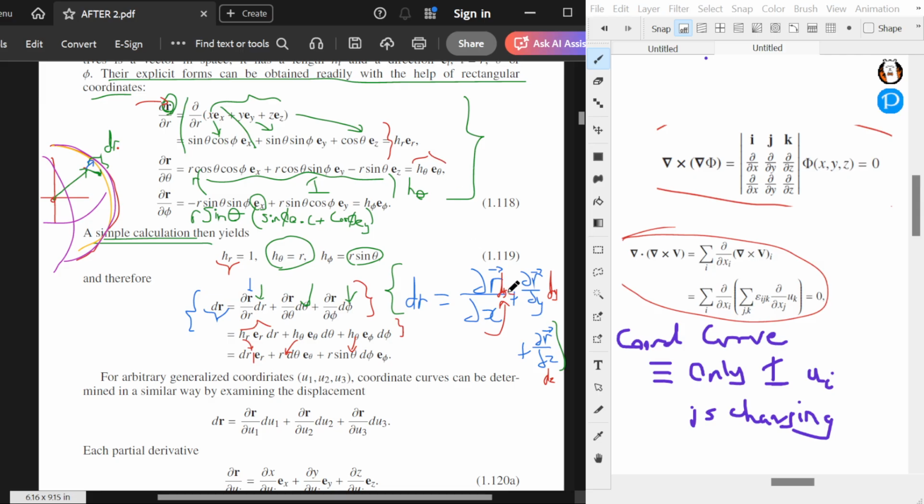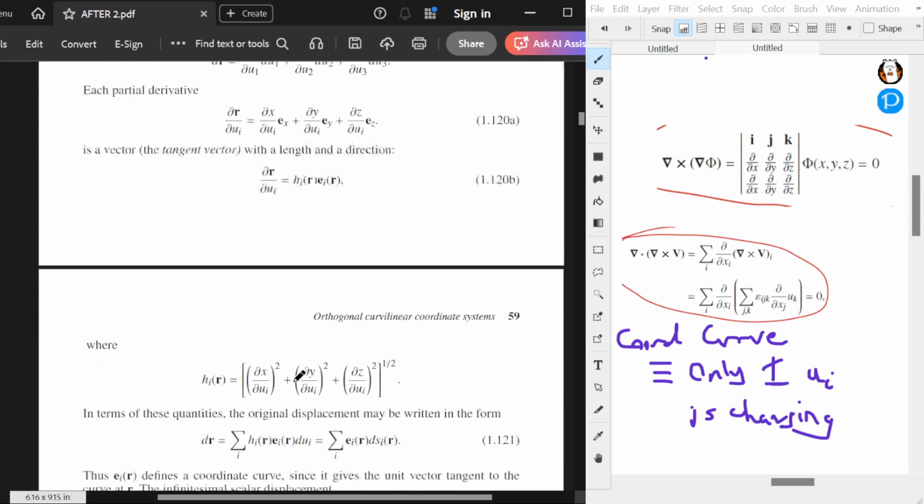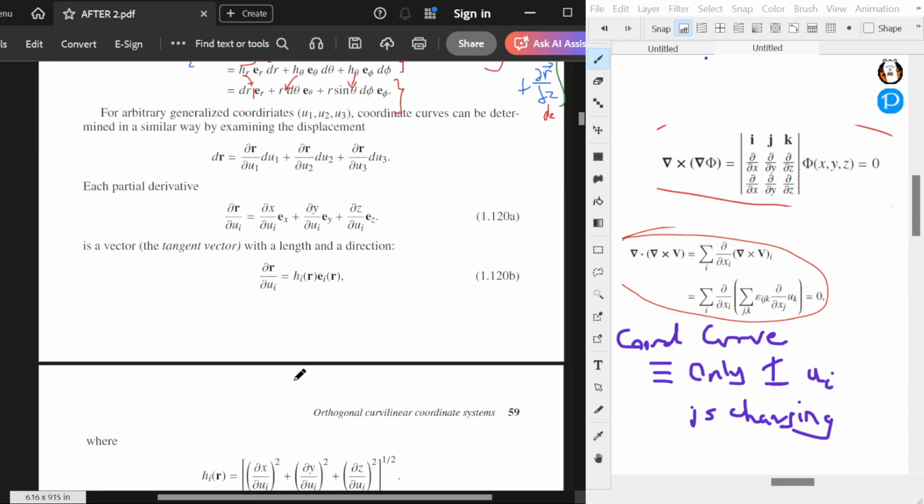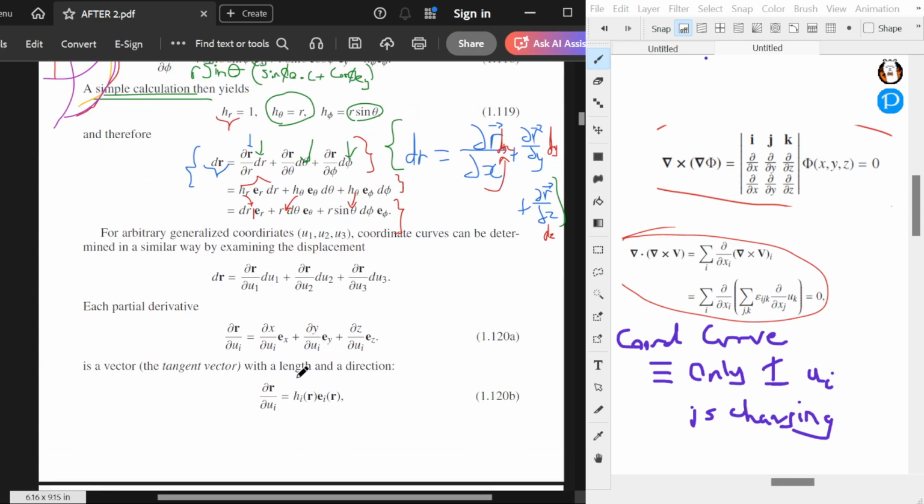It's important to note that del x, dx, del x, x y z. Okay, let's move with this for now. For arbitrarily generalized coordinates, U1, U2. Okay, they're getting back into this. This is where everything becomes clear, hopefully.